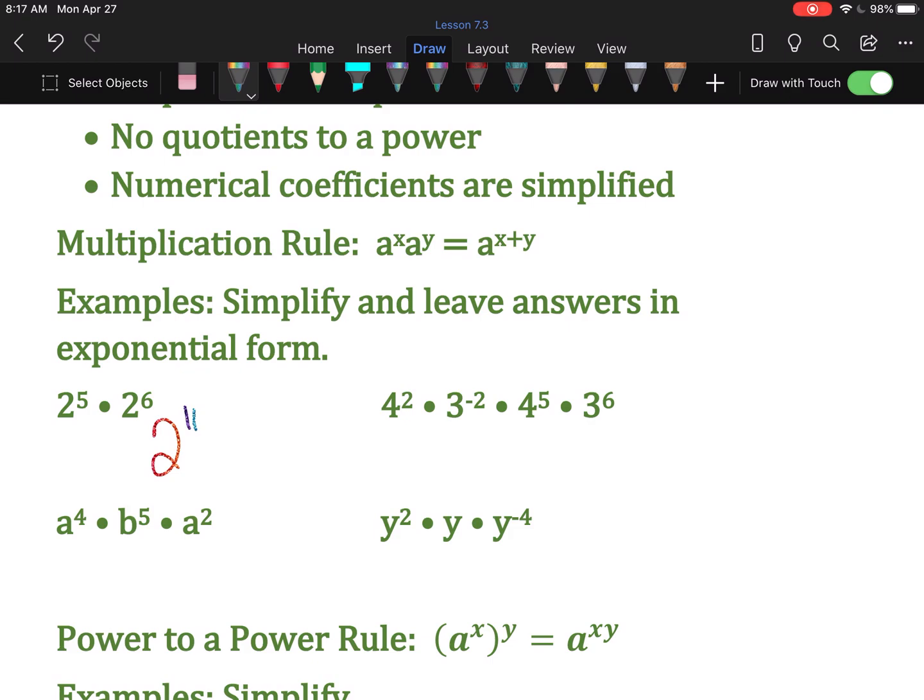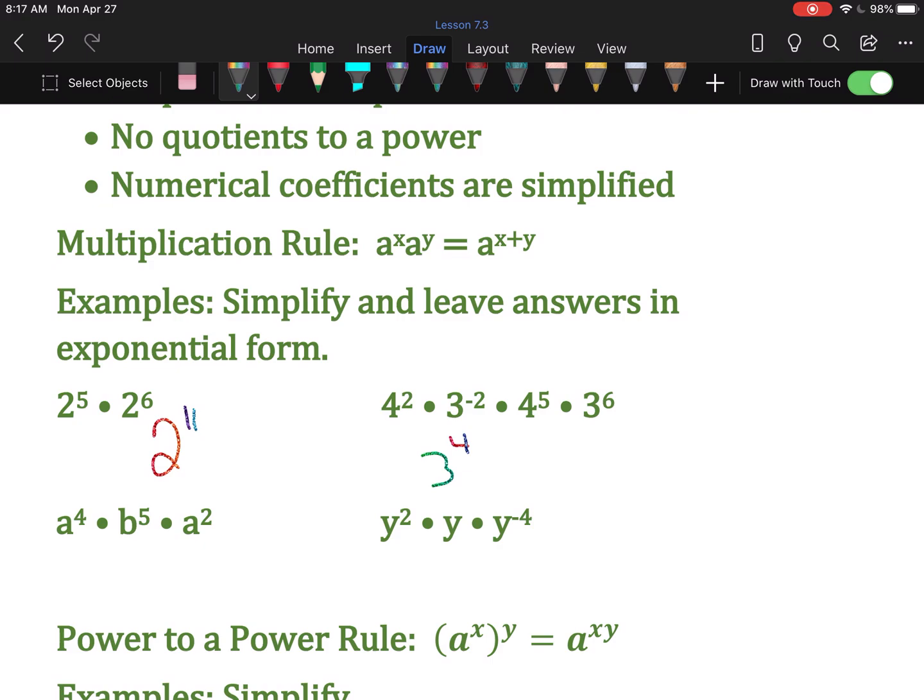So the two things that have base of 3 have exponents of negative 2 and 6. I add the exponents together. Negative 2 plus 6 is positive 4. And that's just fine. I don't have to do anything to that. So don't worry about the negative exponents until they show up in your simplified form.